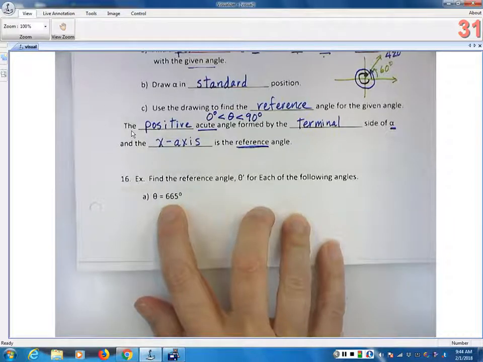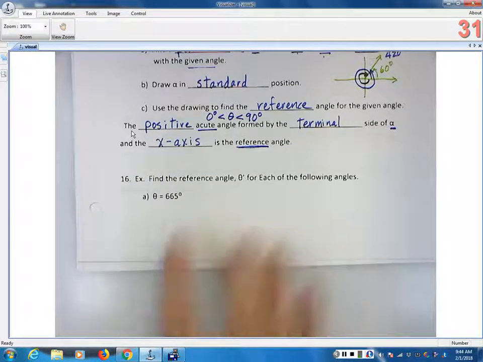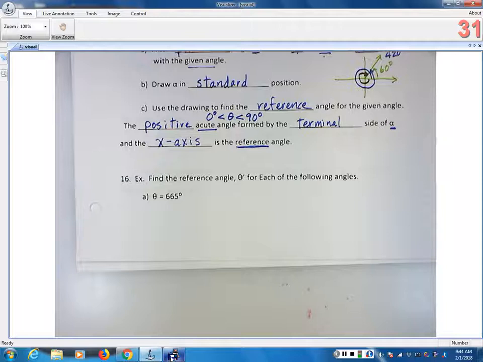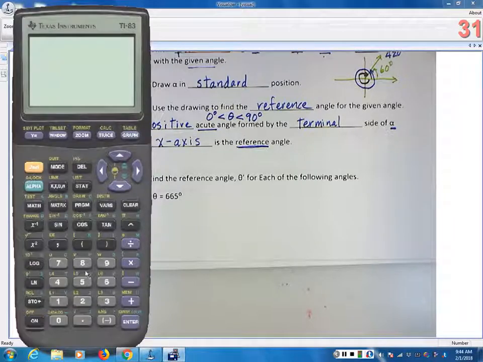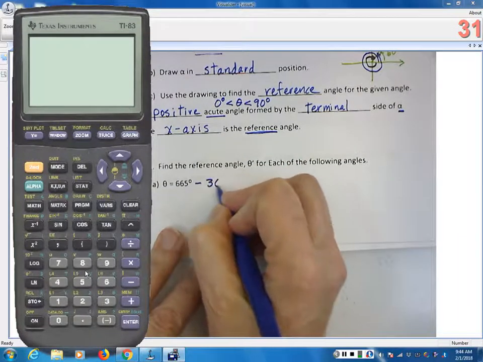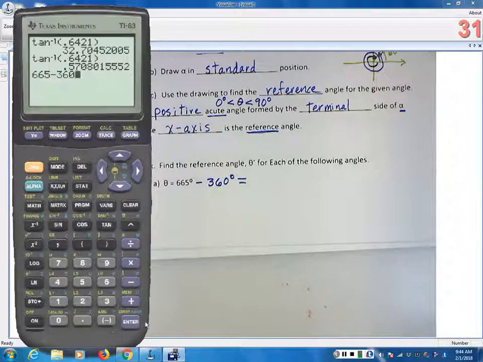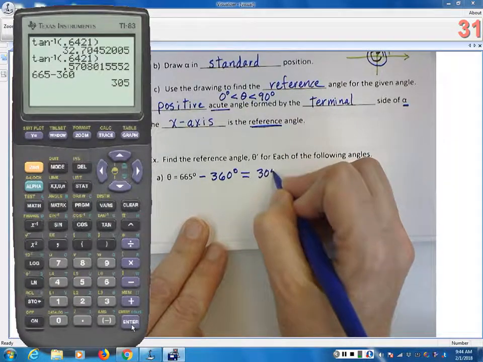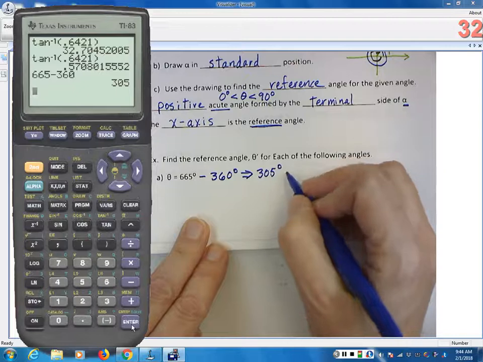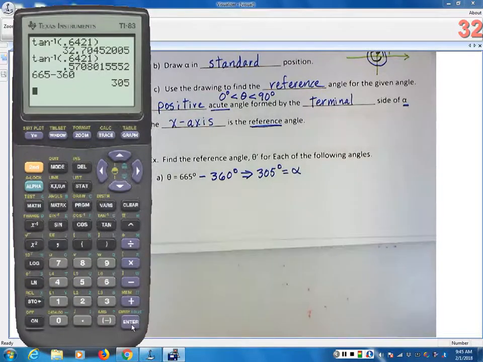So this is more than 360. It's greater than 360, so if we subtract 360 degrees, it's going to be between 0 and 360. We just subtract multiples of 360 to get a positive angle. 665 minus 360 is 305 degrees. That's our coterminal angle. That is alpha.